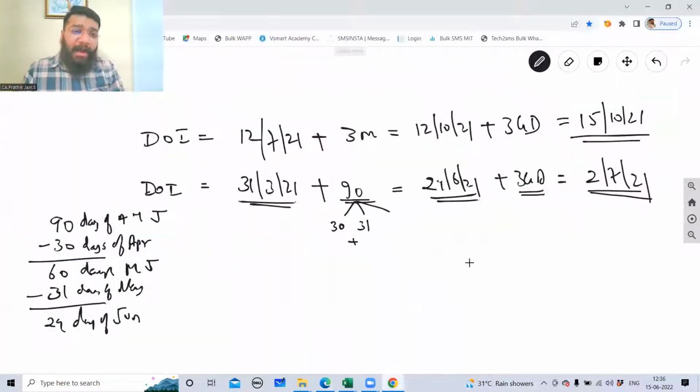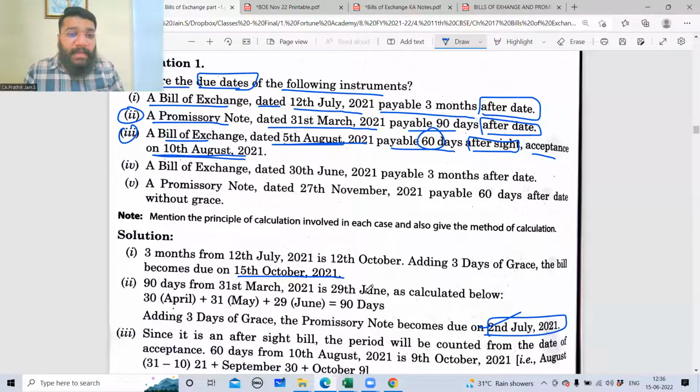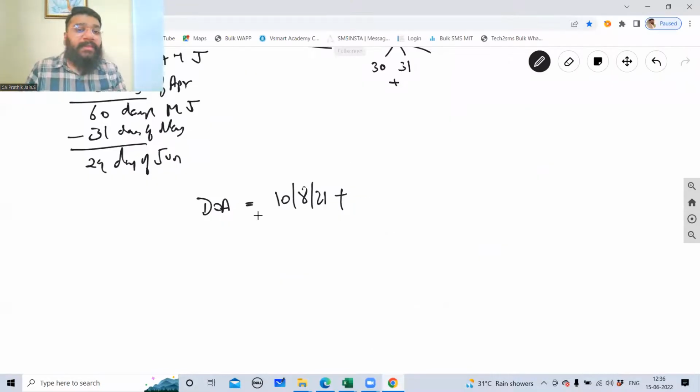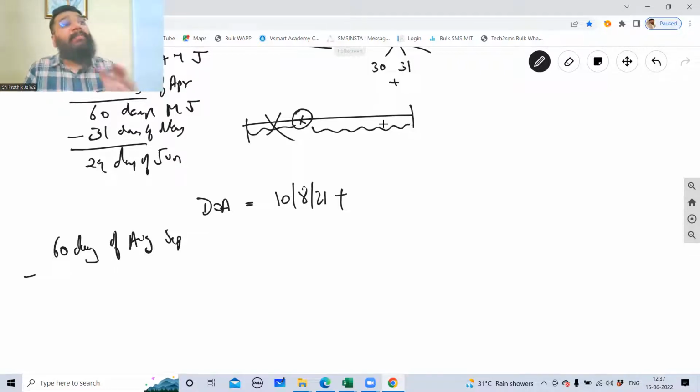So here, when it is after sight, it is the date of acceptance. What is the date of acceptance? 10th August 21, plus 60 days. So 60 days of August and September. From that, how many days are remaining in August? August has a total of 31 days. On the 10th only the bill is signed, so I will not take the 10th into consideration. From this period to this period, I have time to make the payment.